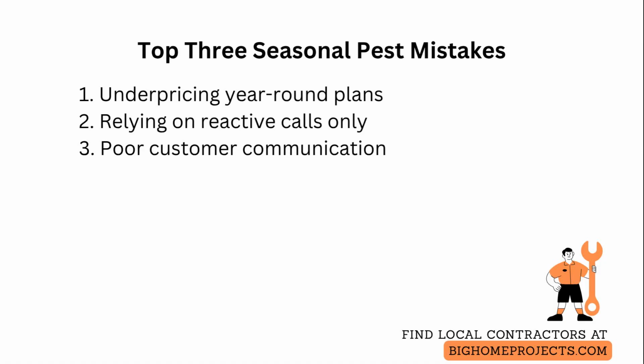A third problem is poor customer communication that leads to seasonal attrition. Set an automated, empathetic outreach cadence and use contract reminders and simple educational tips so customers see ongoing value.